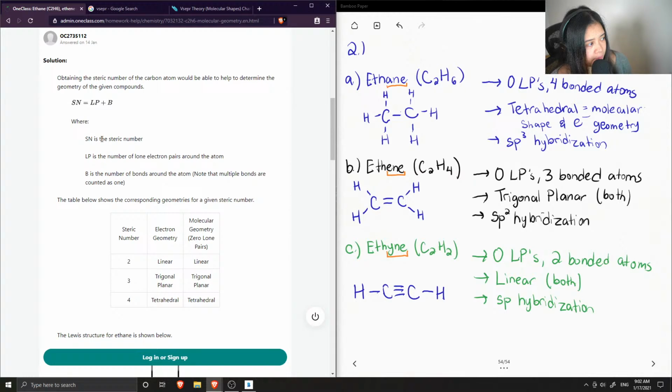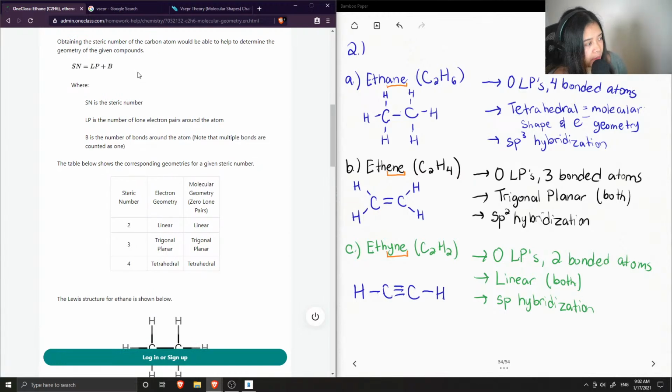So, yep, here they just define it. Sn is the steric number, Lp is the number of lone electron pairs around the atom, and B is the number of bonds around the atom. So this is a different approach, but it's basically doing the same thing. The table below shows the corresponding geometries for a given steric number. So when you have a steric number of 2, you have linear, 3 is trigonal planar, 4 is tetrahedral.